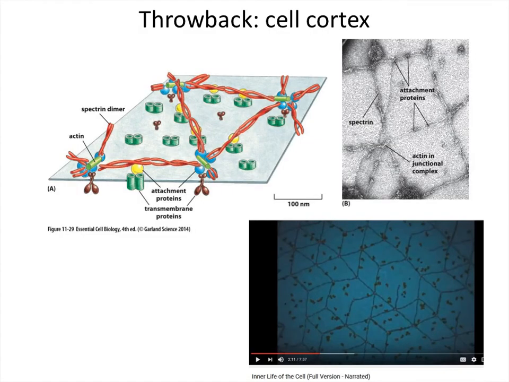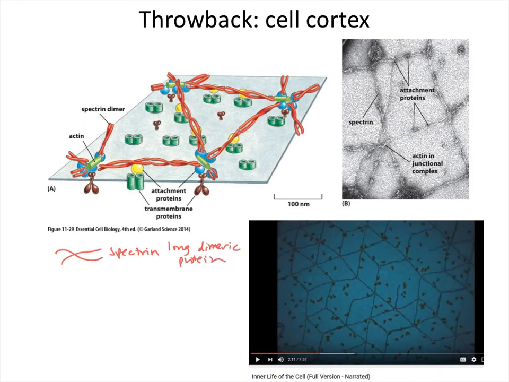To remind you a little bit about the cell cortex, here's a figure that we have used in an earlier part of the course. This is figure 11-29, and this little throwback about the cell cortex is to remind you about the difference between spectrin and actin. So at first glance, this red long stuff looks like actin. Remember though that actin can be a variety of different lengths. The red here is actually spectrin, which is a long dimeric protein.